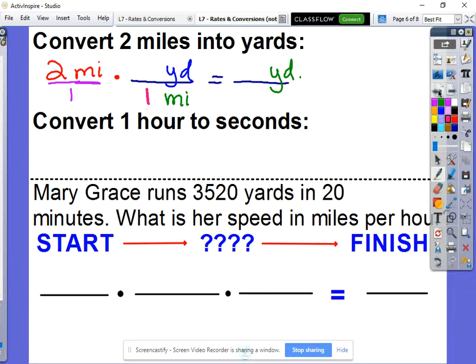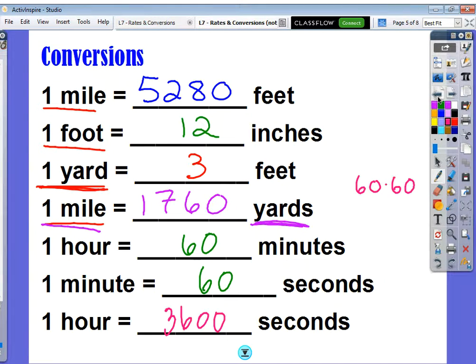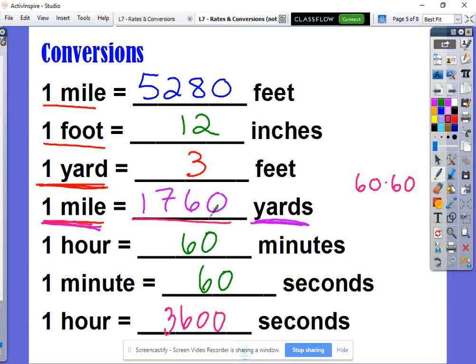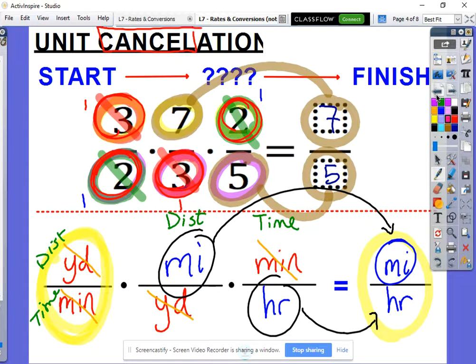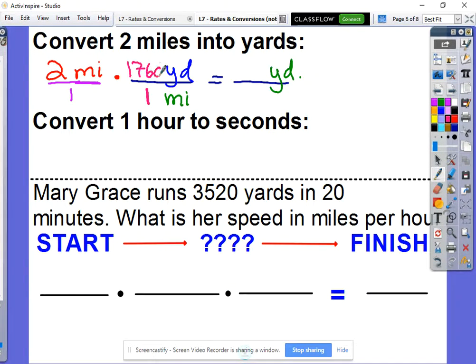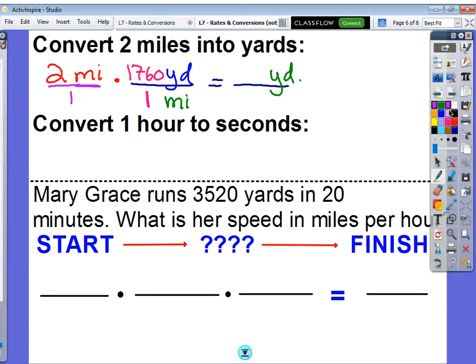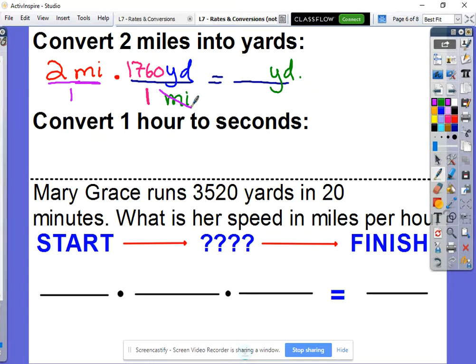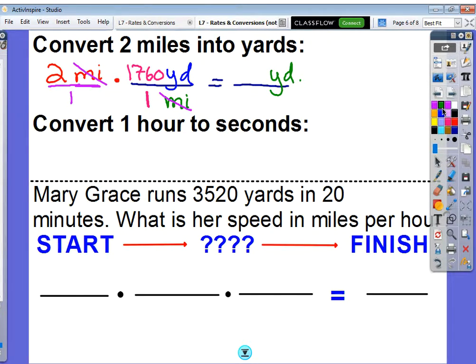So now let's go back to our cheat sheet. 1 mile is equivalent to 1,760 yards. So that's what we write at the top right here. So 1,760, okay? So now we can actually see the cancellation happen. You can now cancel the miles with the miles. Those cancel out. And that's pretty much the only cancellation we have to do. Now we can just go ahead and multiply straight across.